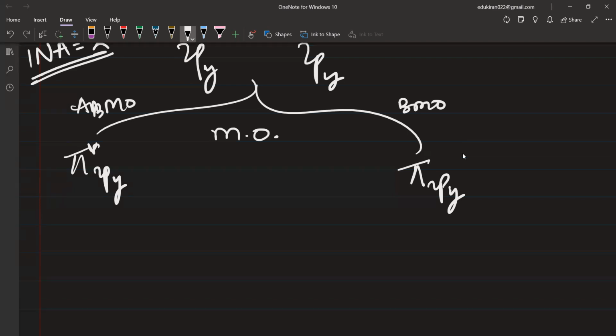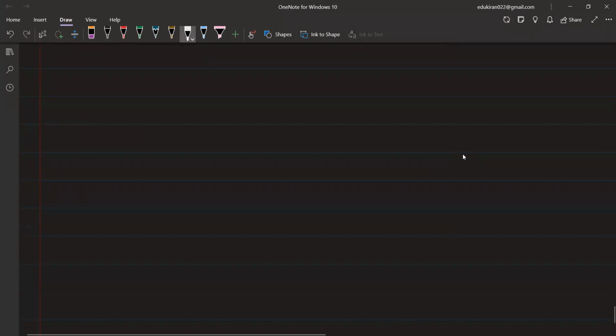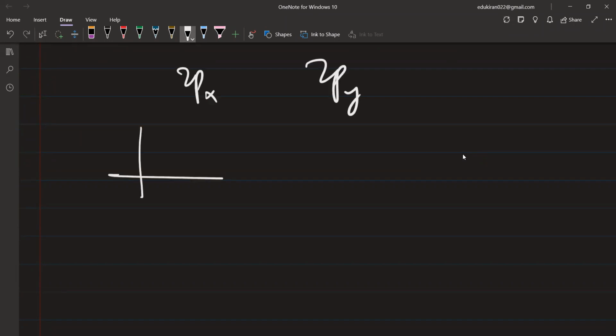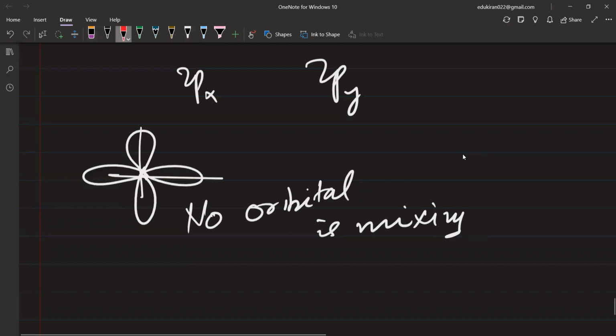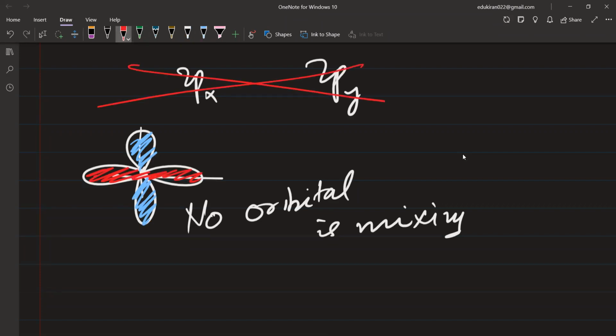Yes, sir. Now see, suppose, please listen, let's suppose I have 2px and 2py. If these two mix, what will happen? This is my x axis, this is my y axis, right? So 2px will be something like this, 2py will be something like this. Both will not mix with each other at all. No orbital is mixing. Can you see that? Yes or no? This is my x and this is my y. So no orbital is mixing with the other. This type of mixing will not lead to the formation of a molecular orbital, and these are not the cases in which mixing can happen.